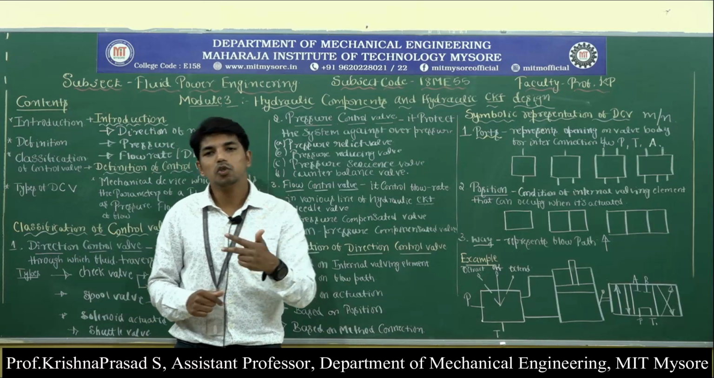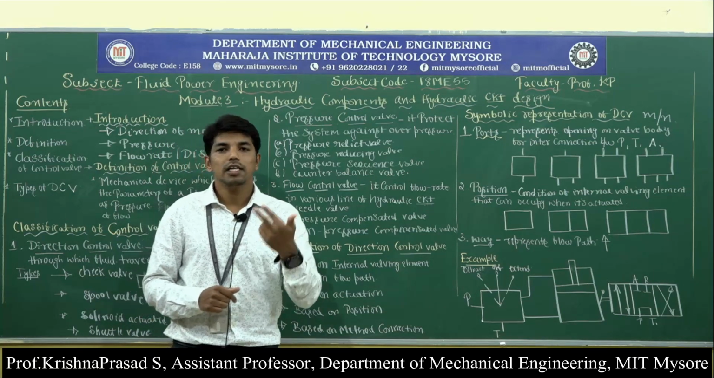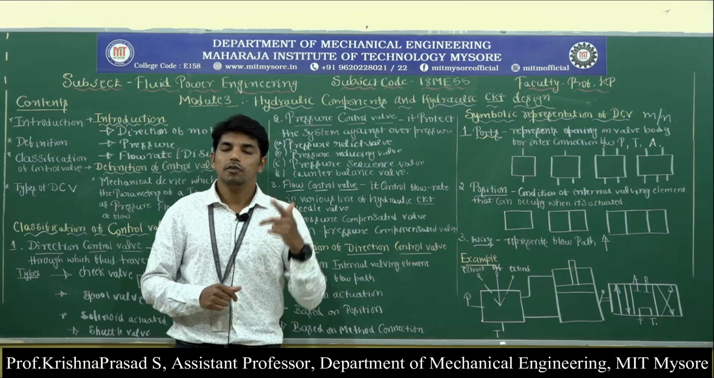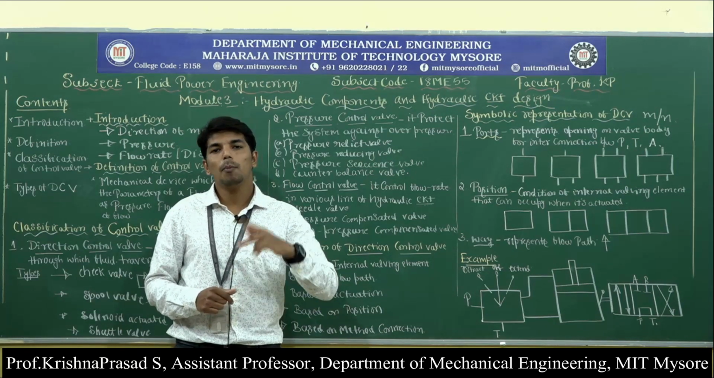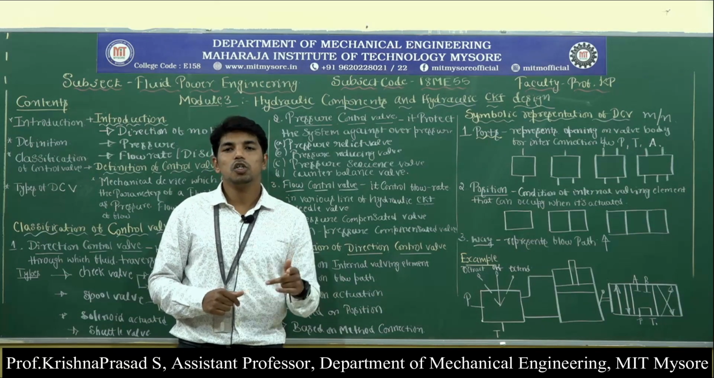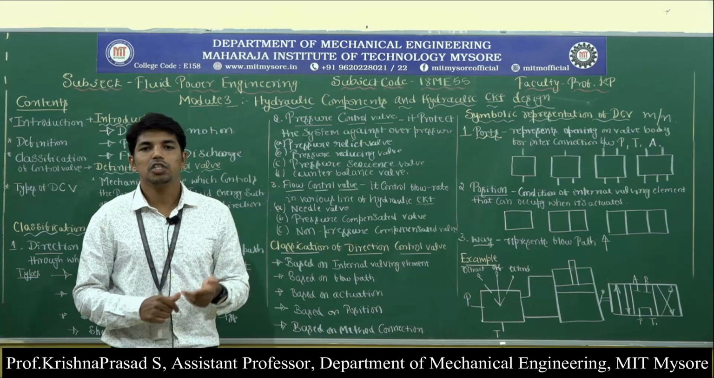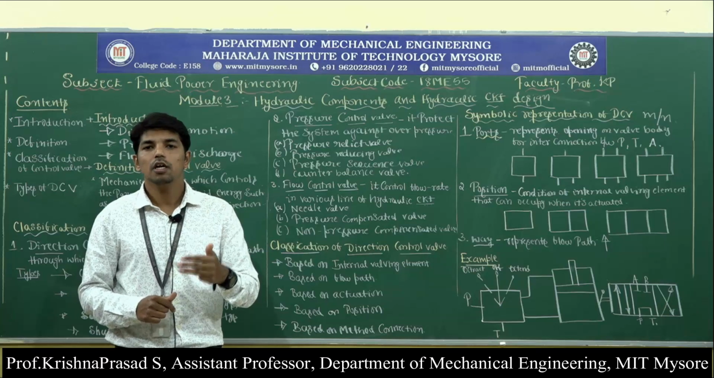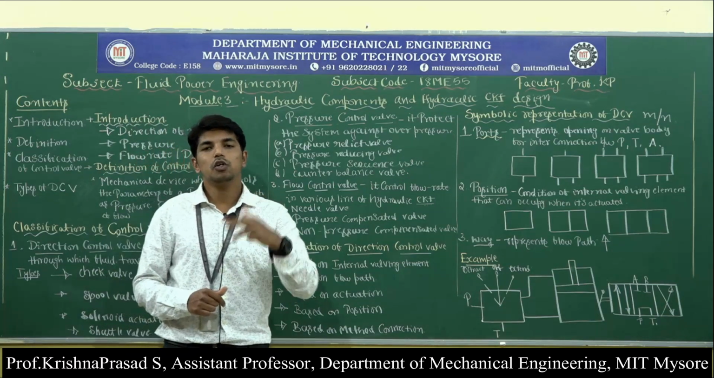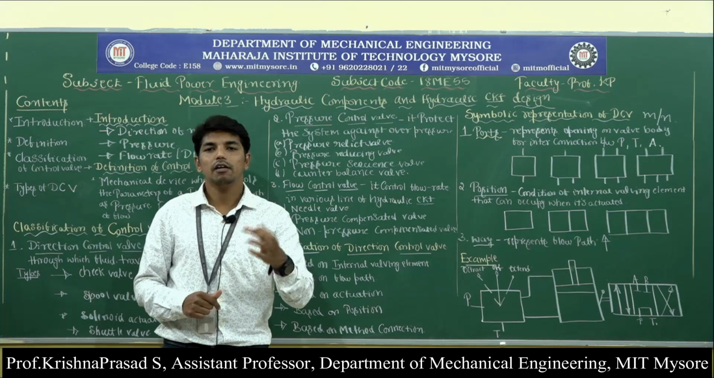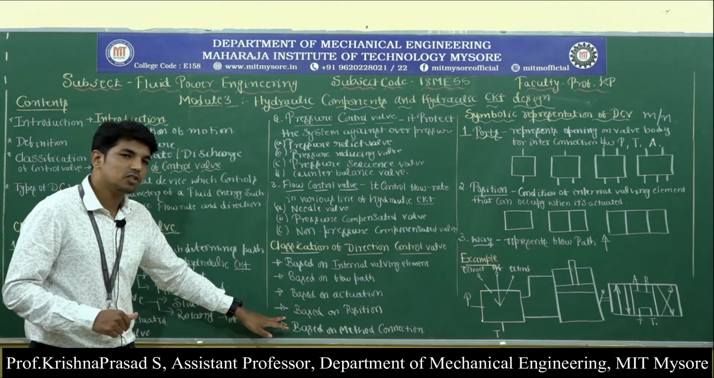So based on the position, there are 2 types: finite position and infinite position. In the infinite position, any position between fully open and fully closed is allowed in order to control or regulate the pressure and the flow rate. But in the finite position, there are limited positions for fully open and fully closed in order to regulate pressure and flow rate. This is classification based on position.